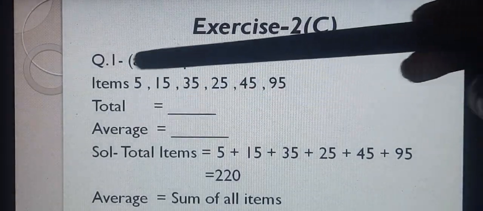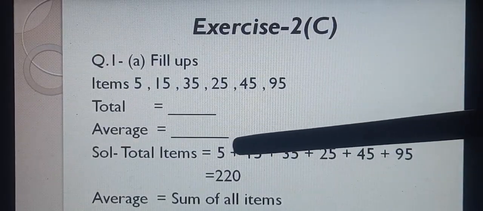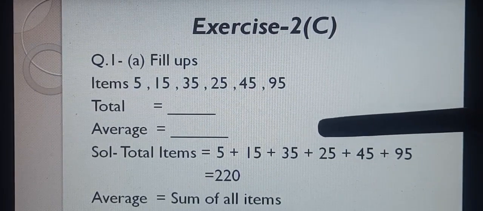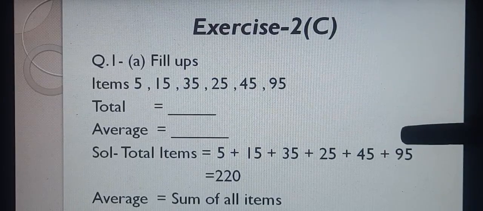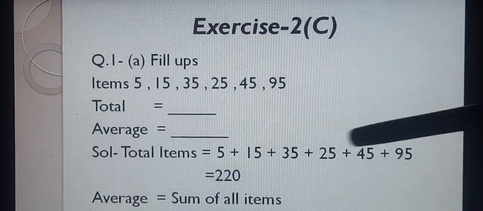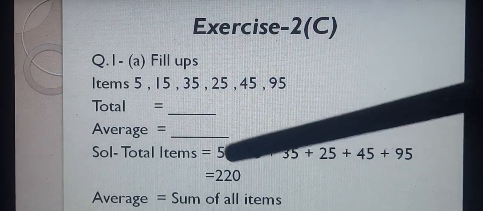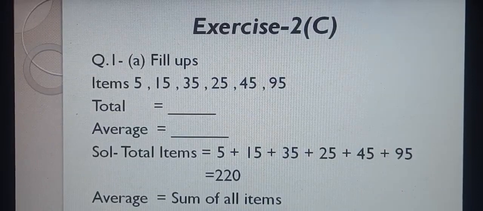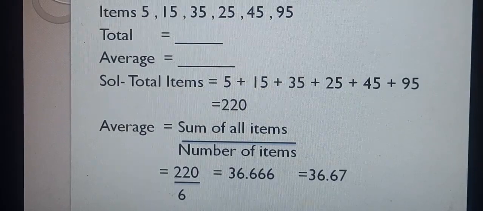So total, you know, we have to do addition, sum of all the values. So total items is equal to 5 plus 15 plus 35 plus 25 plus 45 plus 95. So you can do addition orally also, or you can do addition in the rough column. After adding you will get total items 220.